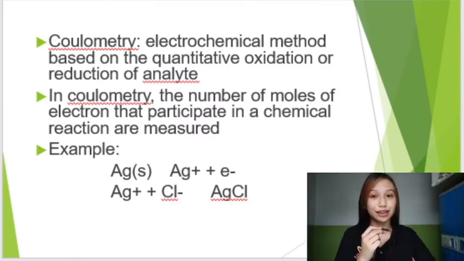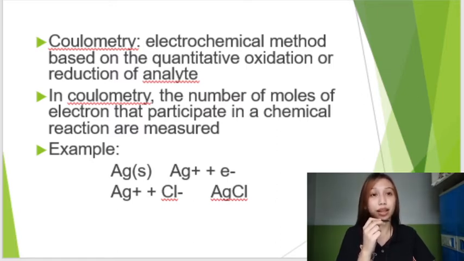For introduction, coulometry is an electrochemical method based on the quantitative oxidation or reduction of an analyte. It measures the amount of analyte by measuring the amount of current and time required to complete the reaction. In coulometry, the number of moles of electrons that participate in a chemical reaction are measured.